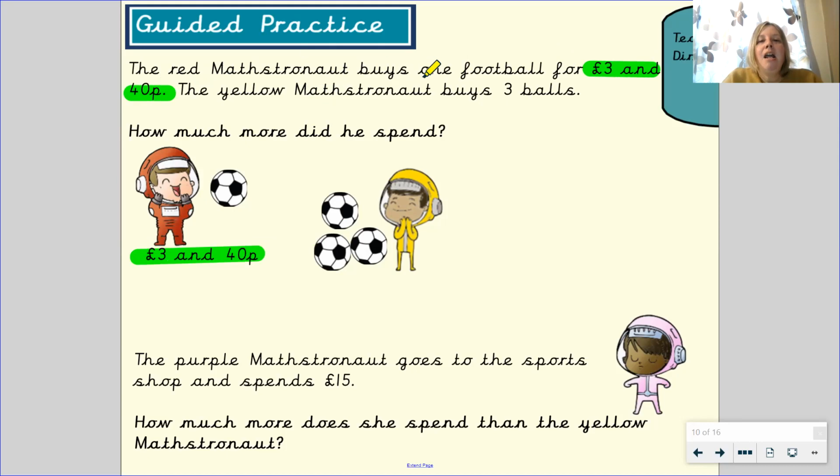£3.40. The yellow astronaut buys 3 balls. How much more did he spend? So we have got to work out how much the yellow astronaut spent. We know that the red astronaut spends £3.40. We now need to find out how much the yellow astronaut spends. Can you pause the video and write that calculation for me?